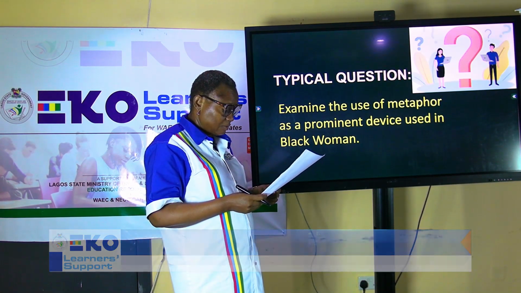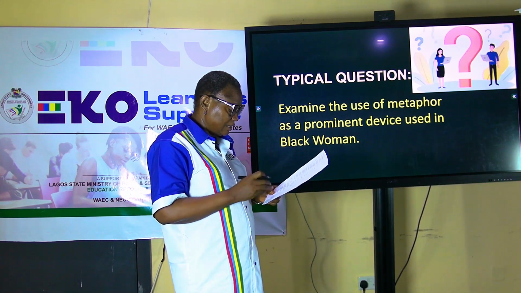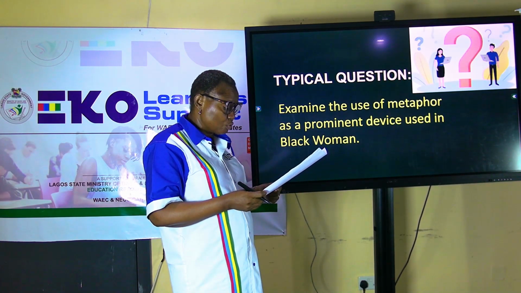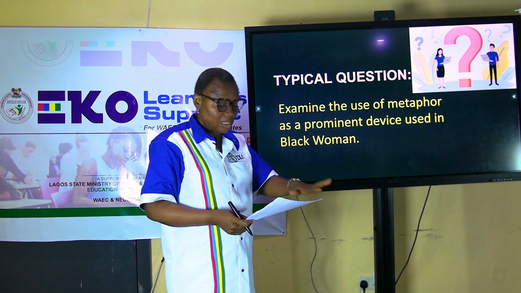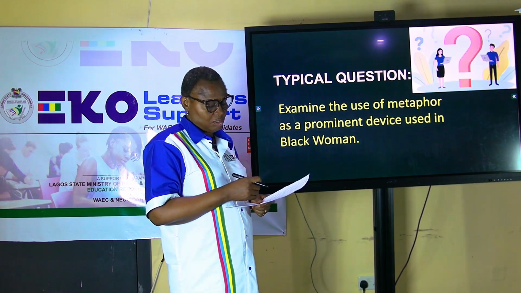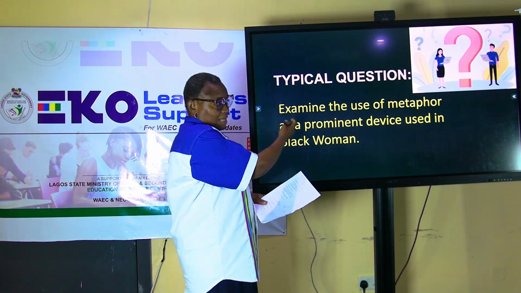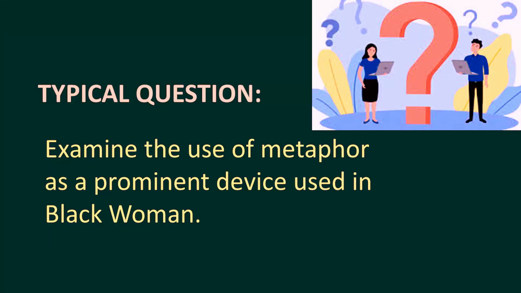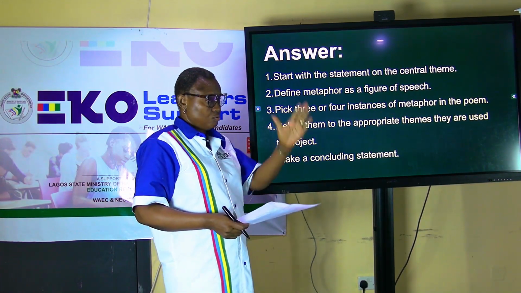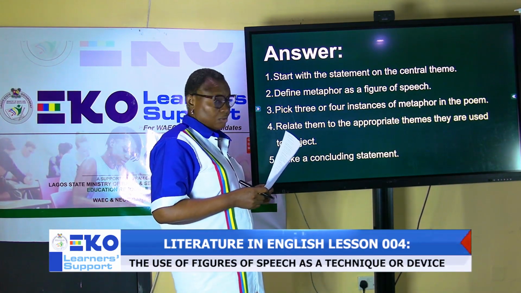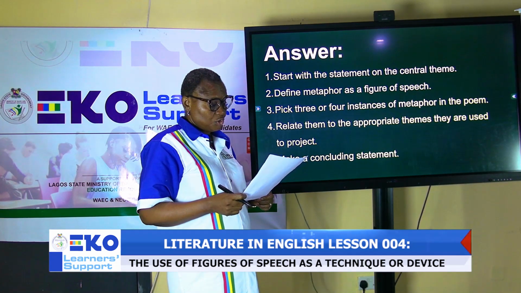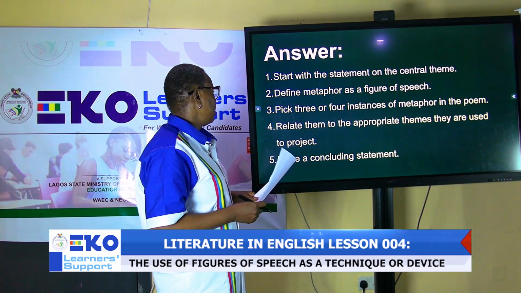So you can see that from the beginning to the end. At the end there, he said, "before jealous fate turn you to ashes." That's another metaphor. So you can see that this is a prominent device used by the poet. That brings us to the question of examining the use of metaphor as a prominent device used in "Black Woman." In answering this question, there are criteria that students have to follow, and if it's well done, it's very sure to earn a very good credit.